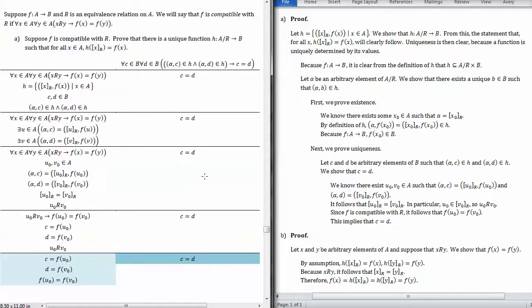Okay. Whew. So that does it. That brings us all the way down to here. We did the proving existence, proving uniqueness, and eventually showed that C equals D.